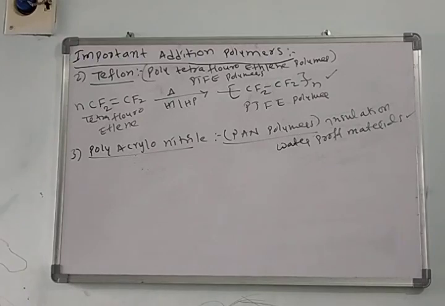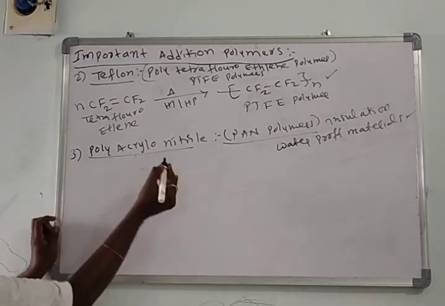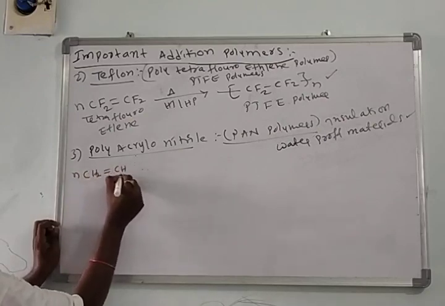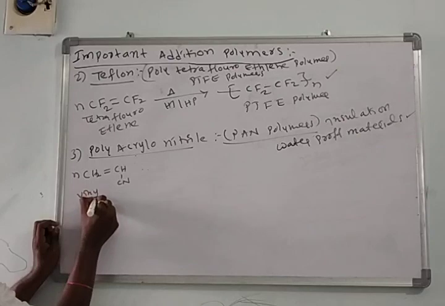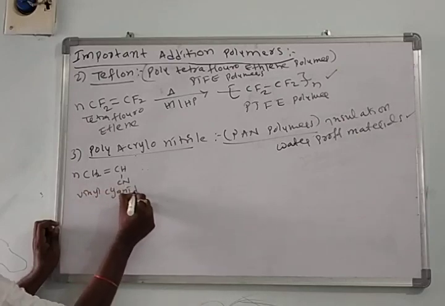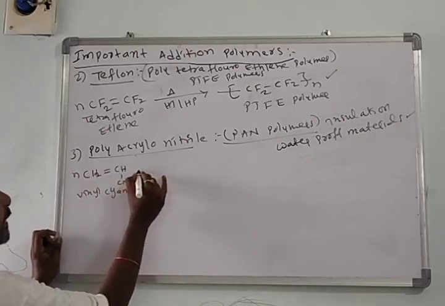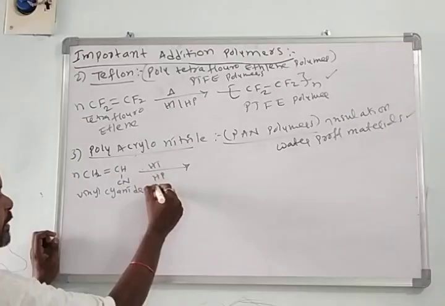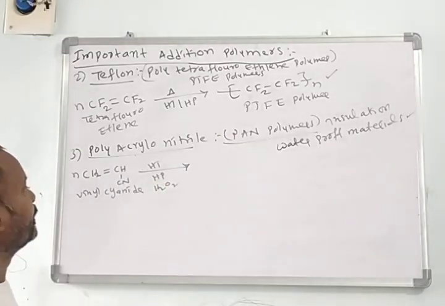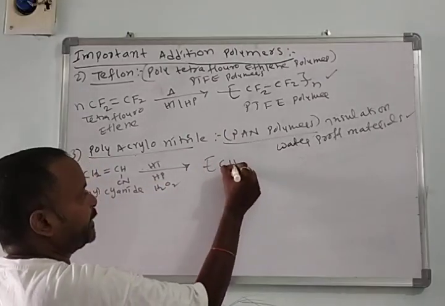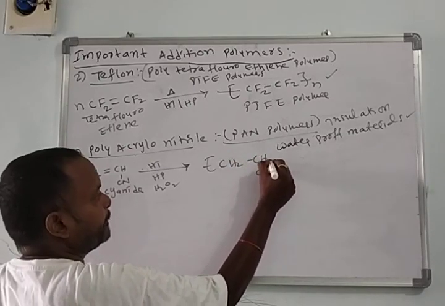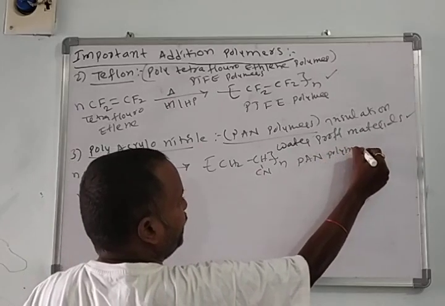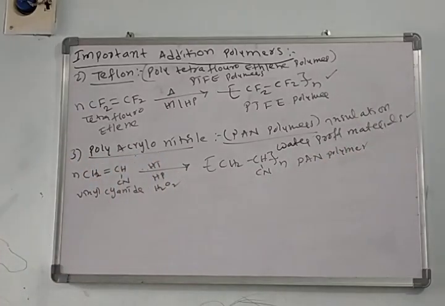PAN polymers, polyacrylonitrile polymers. How will we prepare polyacrylonitrile? Take a number of acrylonitrile molecules, vinyl cyanide. This is vinyl cyanide. A number of vinyl cyanide molecules undergo polymerization at high temperature and high pressure in the presence of peroxide. What happens here? We get CH2-CHCN taken n times. This is the PAN polymer, polyacrylonitrile polymer.